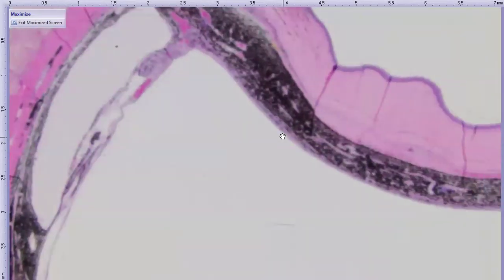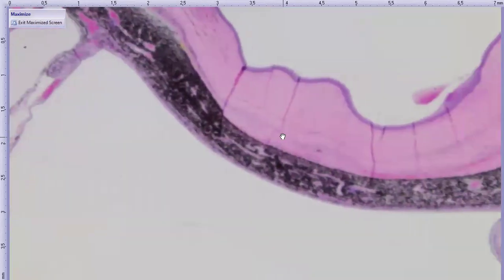So this is a very nice case illustrating the classic features of PHPV, persistent hyperplastic primary vitreous, and or persistent tunica vasculosa lentis. There we go.